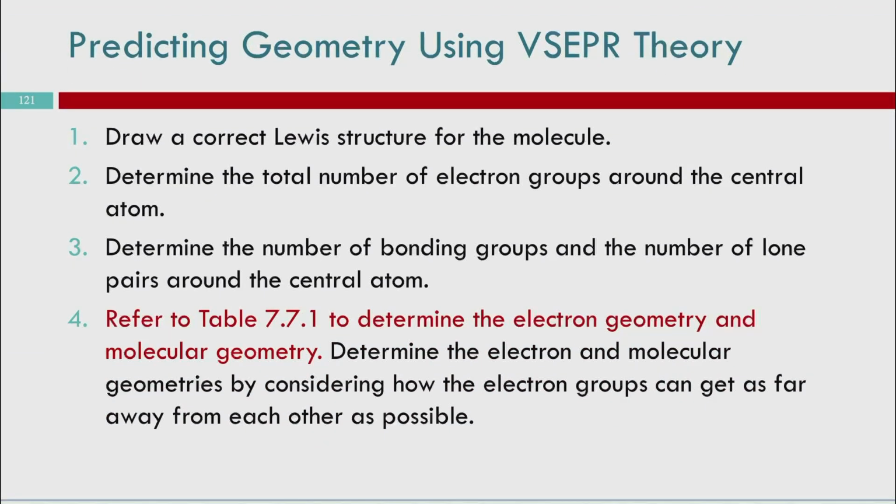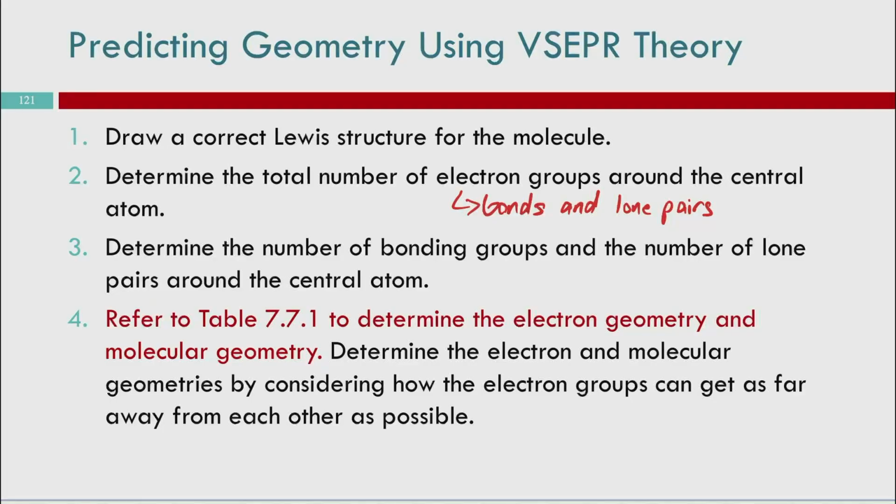So if you want to predict geometry using valence shell electron pair repulsion theory, VSEPR theory, you first need to draw a correct Lewis structure. That has 4 steps or more in and of itself. Then you figure out the number of electron groups around the central atom. That's bonds and lone pairs. Each bond, single, double, or triple, counts as one group. Then figure out how that breaks down in terms of bonding groups and lone pairs.